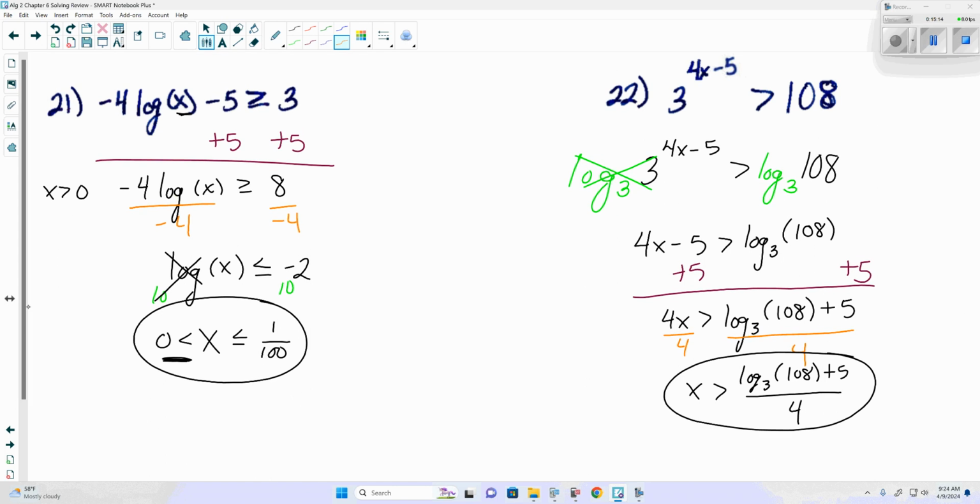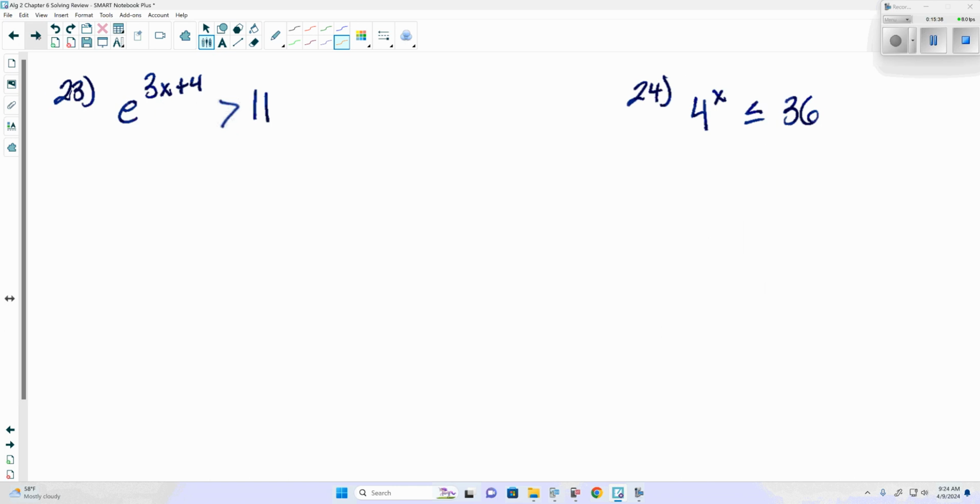Questions on 22? Now, since in 22 the x started as an exponent, we don't have to look at restrictions because I can put positive, negative, rational, irrational. I can put anything I want as an exponent. Realistically, there are ways we can put i as an exponent. But we don't have restrictions in exponents. We do have them in logs.